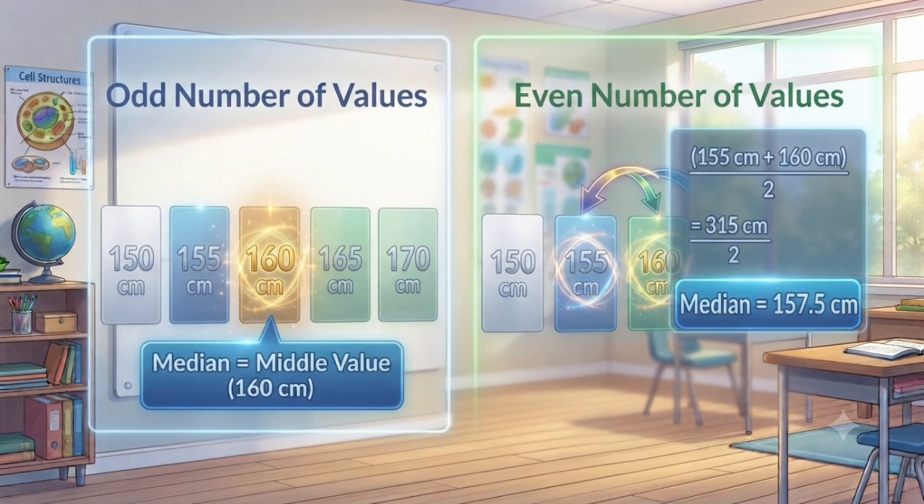So remember, if the number of values is odd, choose the middle value. If the number of values is even, find the average of the 2 middle values.